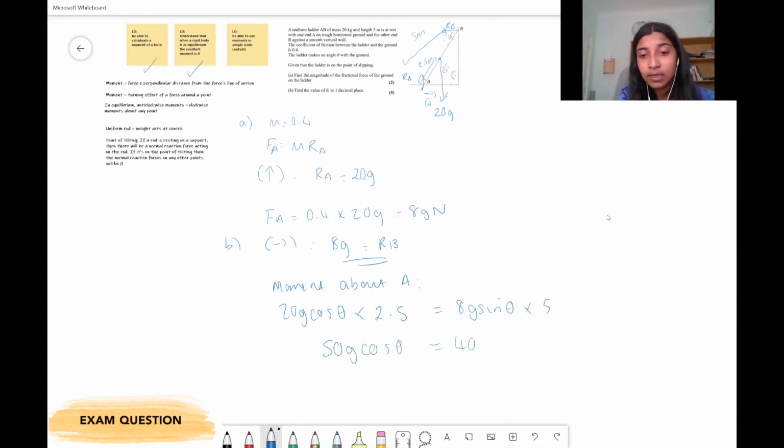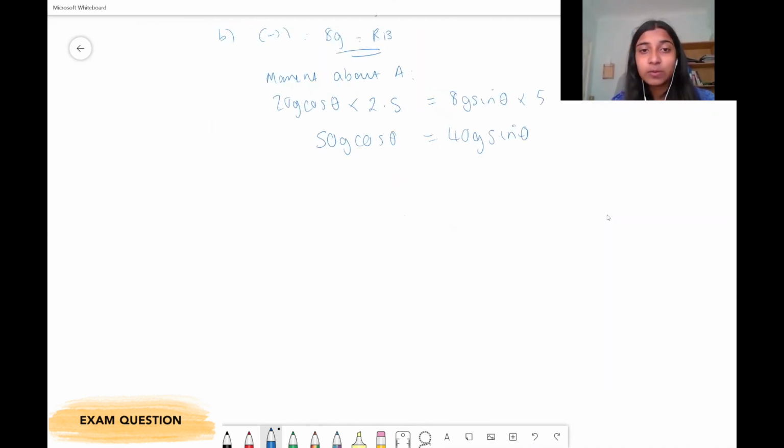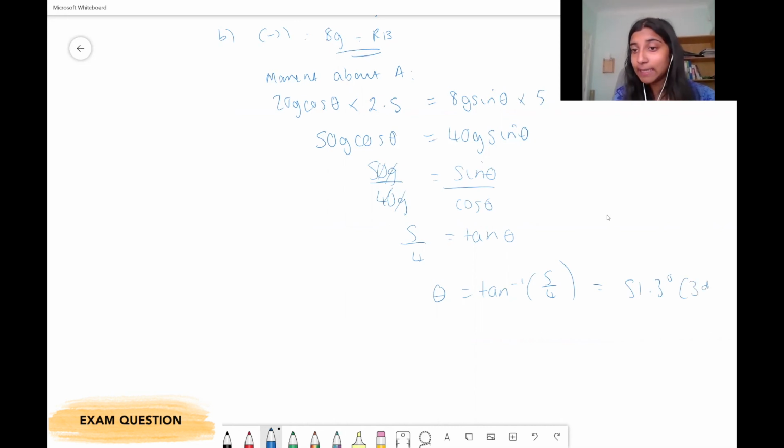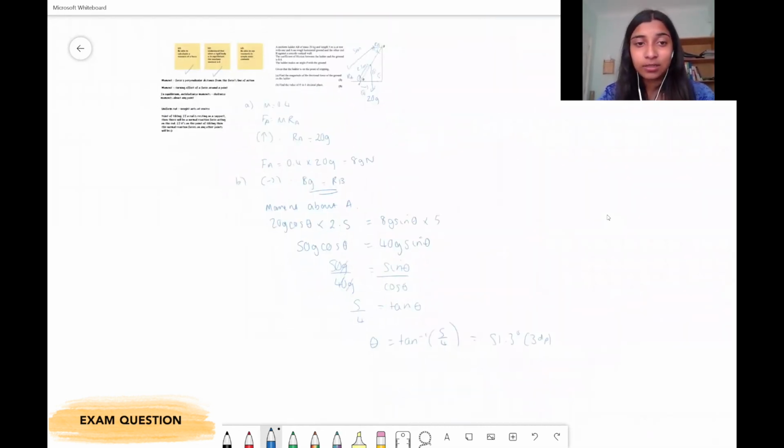Now, if we rearrange this, we can say that 50g cos theta is equal to 40g sine theta. Rearranging, 50g over 40g is equal to sine theta over cos theta. The g's cancel out, so that's 5 over 4, which is equal to tan theta. Then theta is the inverse tan of 5 over 4. If you plug that into your calculator, that's equal to 51.3 degrees to 3 dp. And that's your answer to part B.